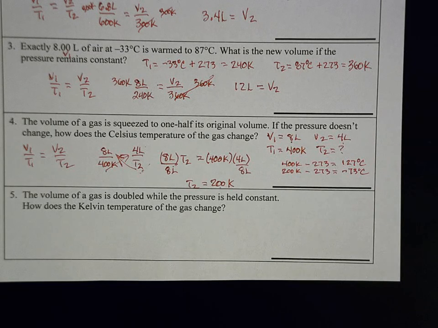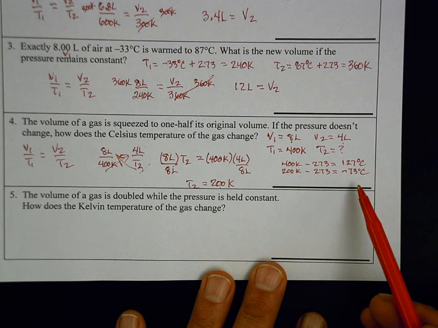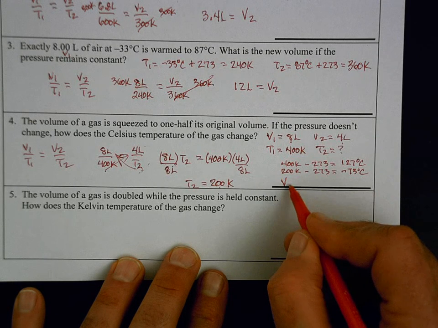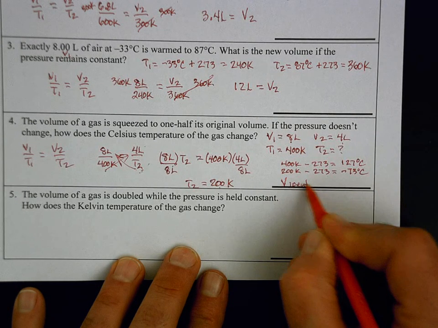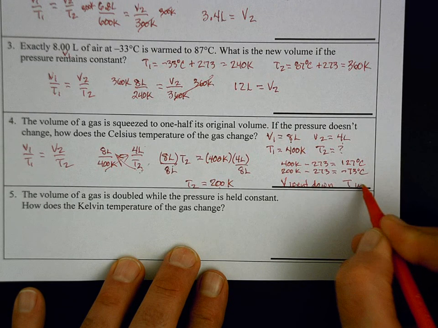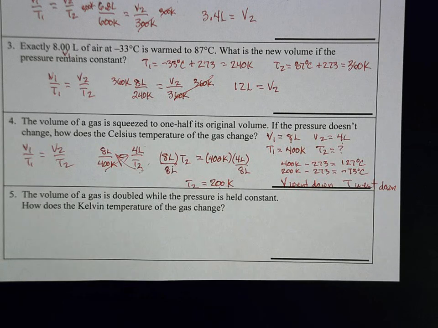Now, if I'd have picked different numbers, they would have ended up in different things. What you'll find is there's no real pattern. All you can say is, hey, when V went down, T went down. That's all I can say. I cannot say like I could on the other problem, cut in half, double. It's not going to be anything like that.